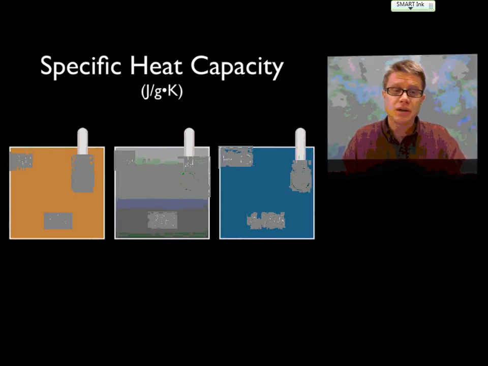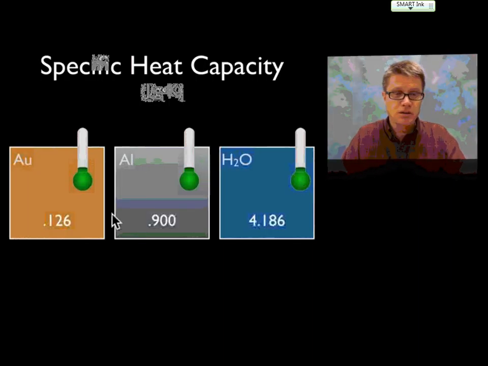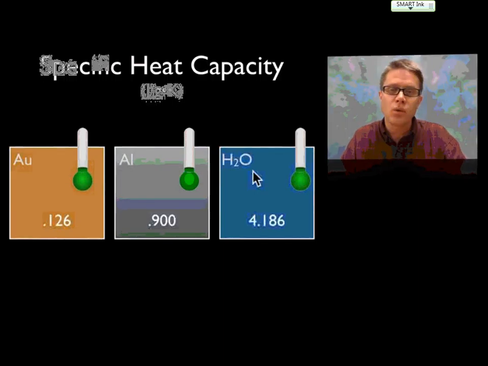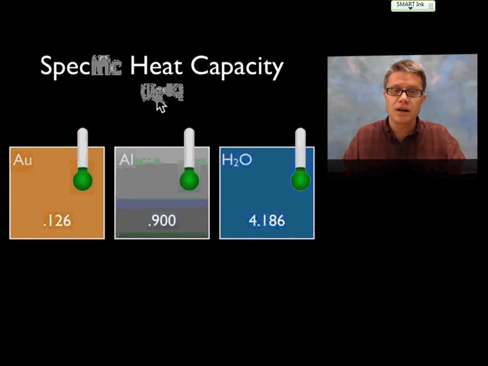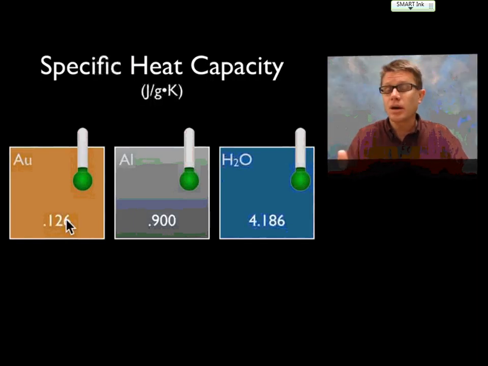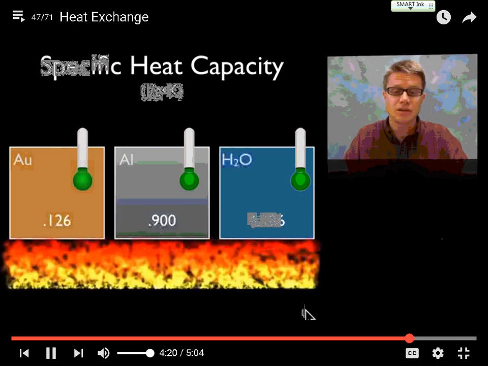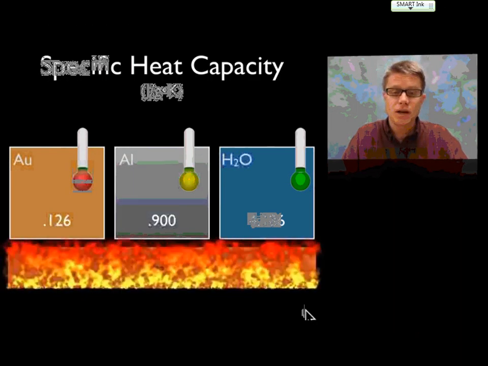Now, it's not the same for every substance, so we use a term called specific heat capacity to measure that. Right here, you can imagine we have a kilogram of gold, a kilogram of aluminum, and a kilogram of water, all in a container. They're going to have different specific heat capacities. The units are joules, a way that we measure energy, per gram, per Kelvin. If something has a low specific heat capacity, the amount of energy it has is going to change more readily than something with a higher specific heat capacity.